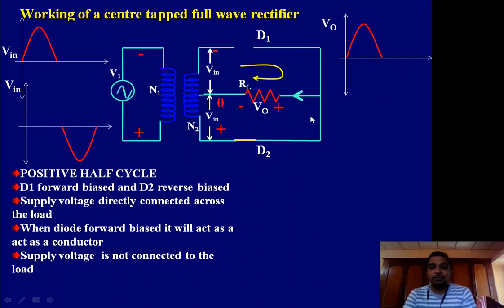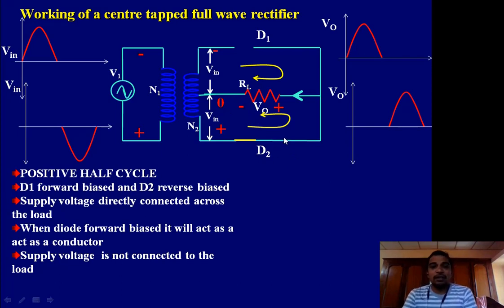The current will flow like this. At the same time, D1 has to withstand the total voltage, Vm plus Vm, that is 2Vm. The maximum voltage is 2Vm. So D1 and D2, these two diodes, should be designed such that they can withstand the total voltage, 2Vm, that is the peak inverse voltage.